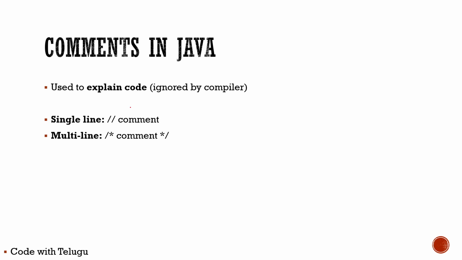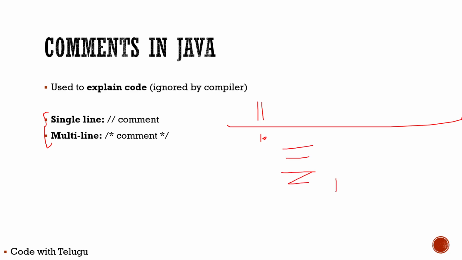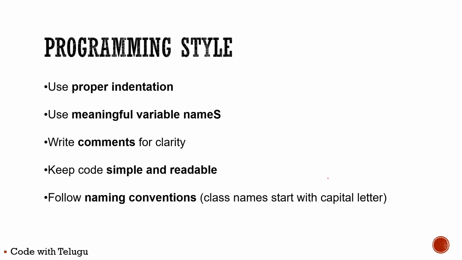What the line does can be explained with the use of comments. There are two types: single-line and multi-line. Single-line means we are explaining only a single line. Multi-line means there are a number of lines we can explain, like a document. We can use slash star.